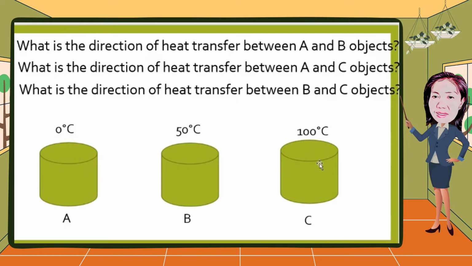Okay. Number three. What is the direction of heat transfer between object B and object C? Oh, dito sa dalawa. To the left. Okay? Kasi higher ang C and then lower temperature ang B.